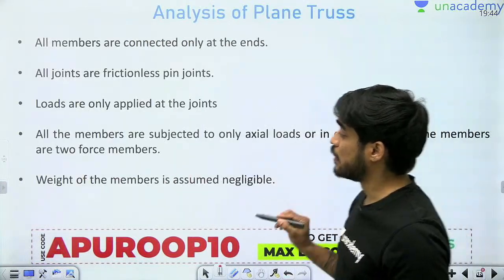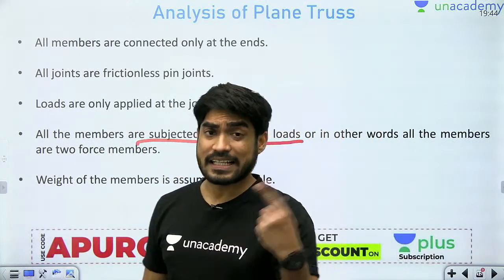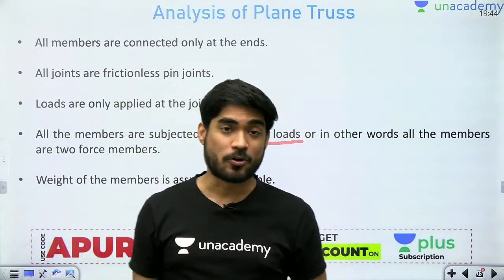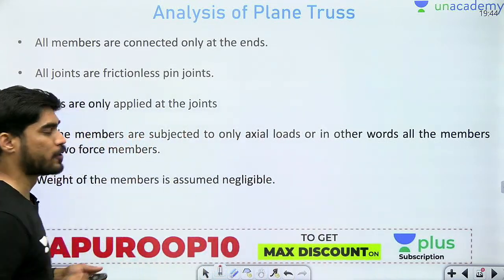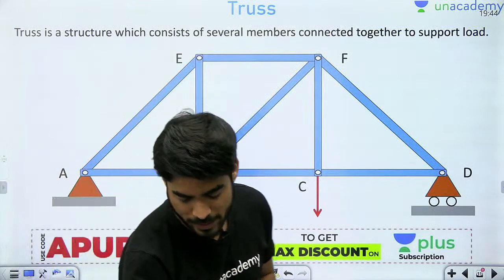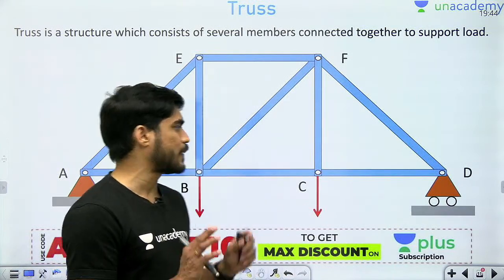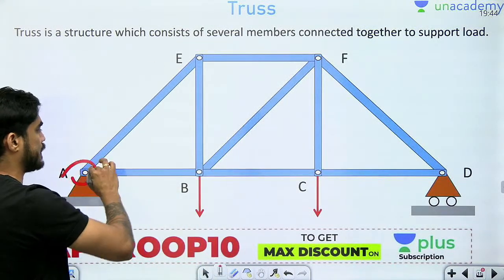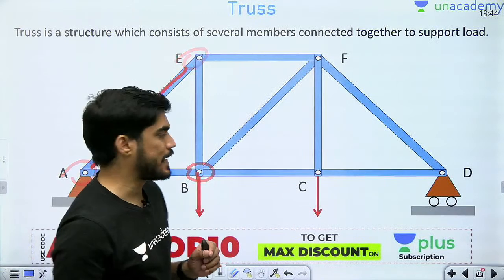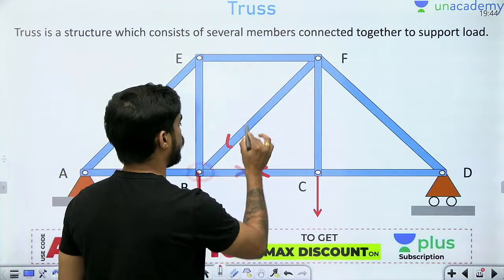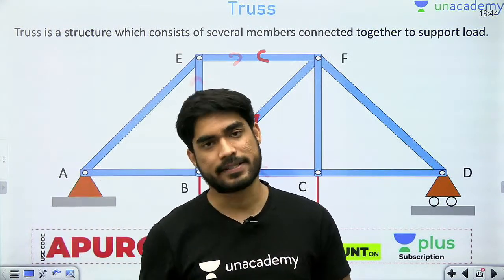Now due to this, all the members of truss are subjected to only axial loads, or in other words, these members are also known as two force members, right? The members of trusses are two force members, right? So these are the important points in the analysis of plane truss. सारे members are connected only at the ends. Then the external load acts only at the joints, and then all the members are subjected to only axial force. Means all the members are two force members.